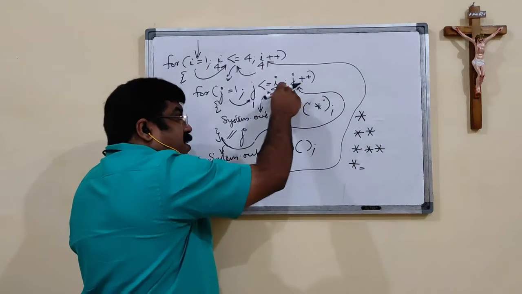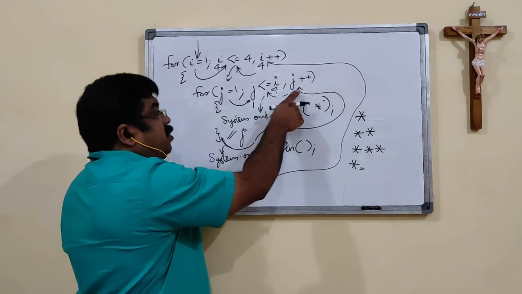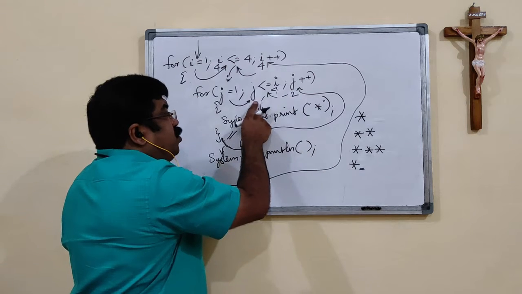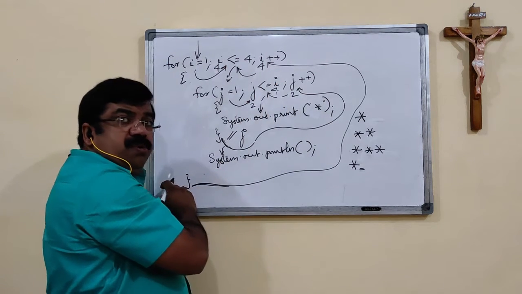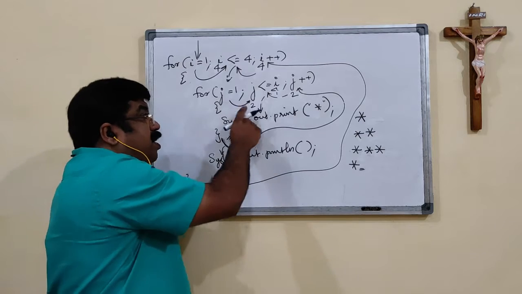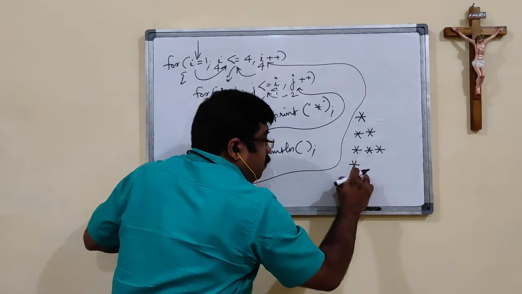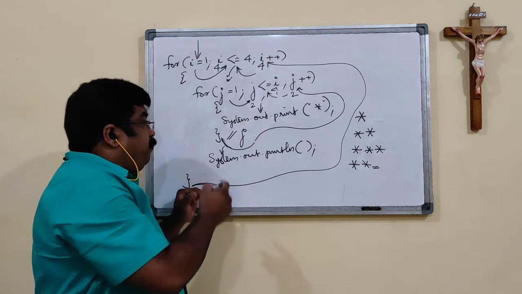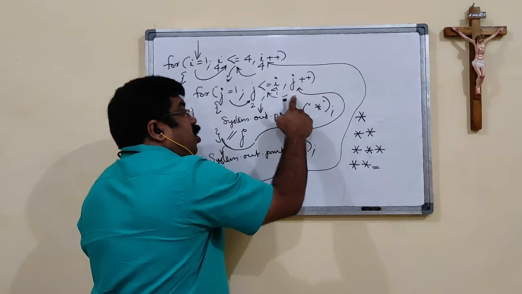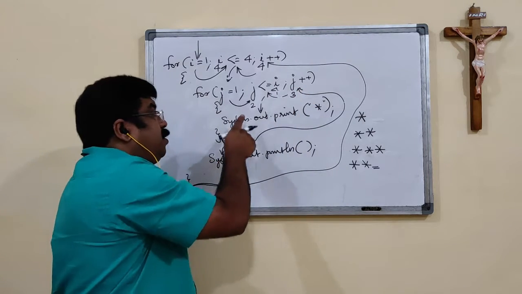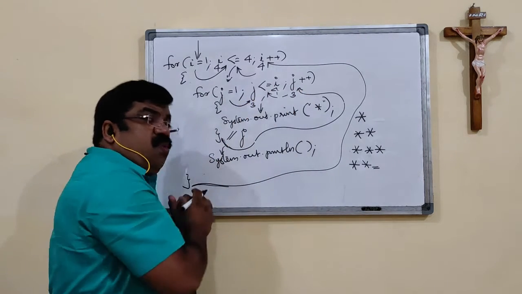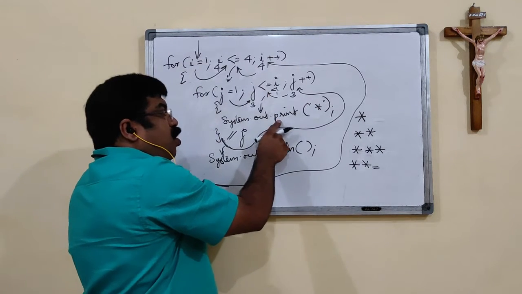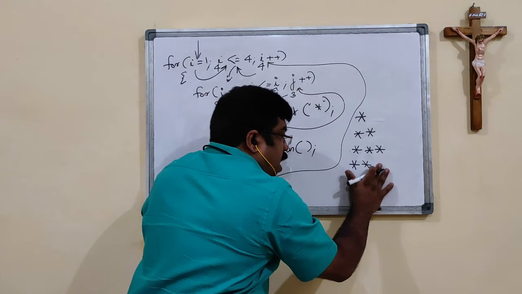J will again get updated. J, which was 1, becomes 2. Now it is checking 2 less than 4, the value of I. The condition is true. Printing the star. The cursor will remain since it is a print. Again J becomes 3. Checking 3 less than 4. 3 less than 4, the condition is true. System.out.print star. The star is printed there.